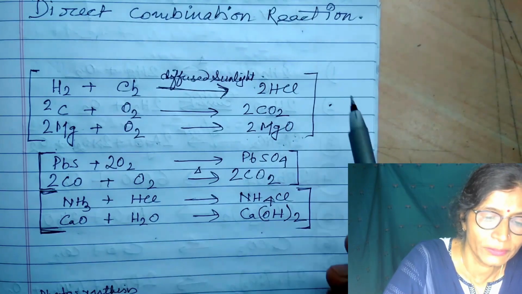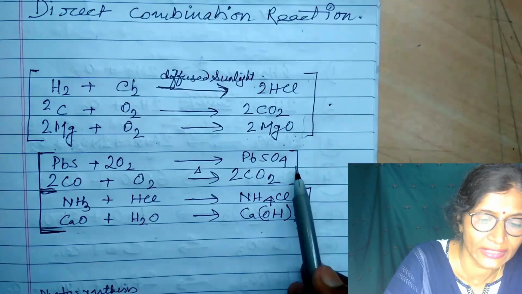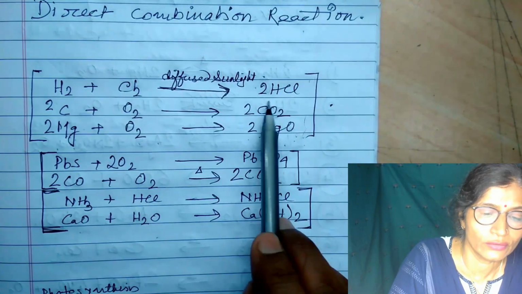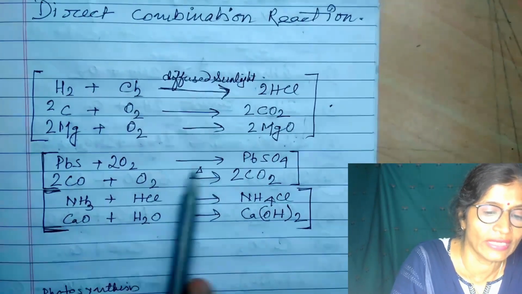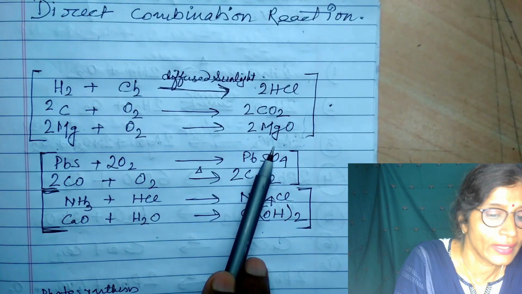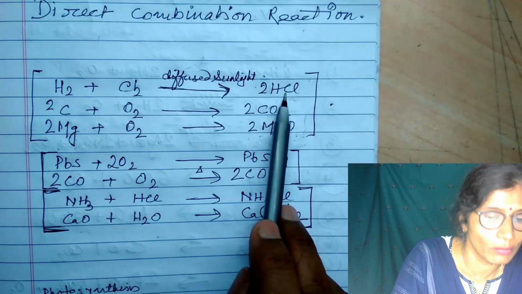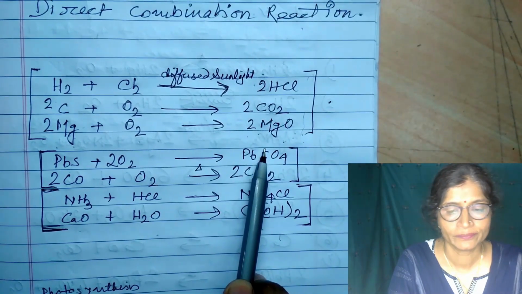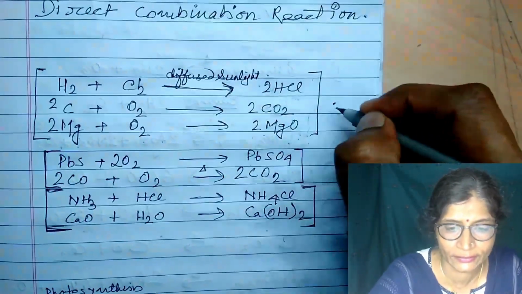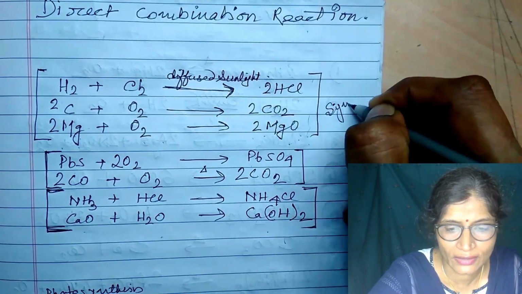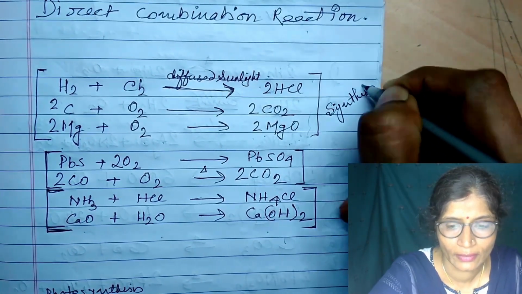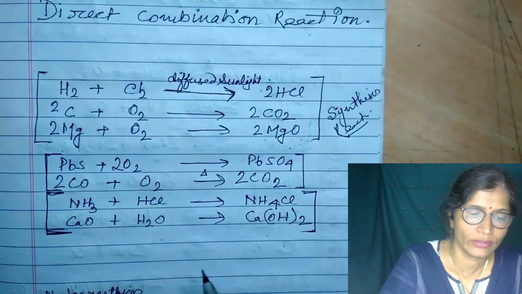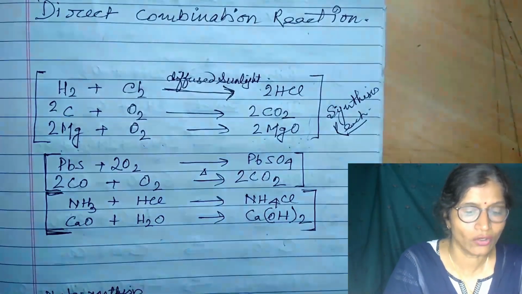But there is a difference between the first three reactions and the others. Here, two elements combine together to form one product. So this type of direct combination reaction, where elements combine together to form a product, we call the synthesis reaction. While the others are known as the direct combination reaction.